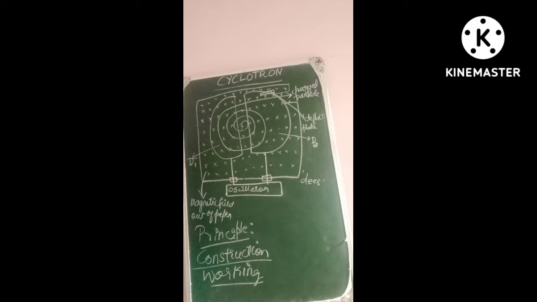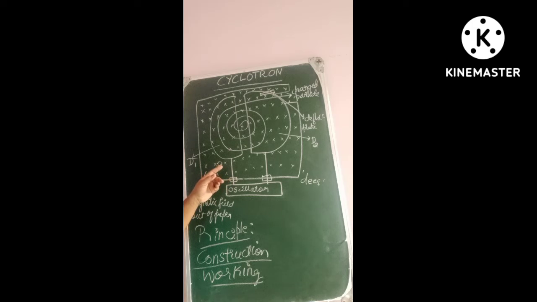Now inside this metal box, the Ds, the particle is not acted upon by the electric field, but the magnetic field acts here. The magnetic field is represented by B. It acts here.